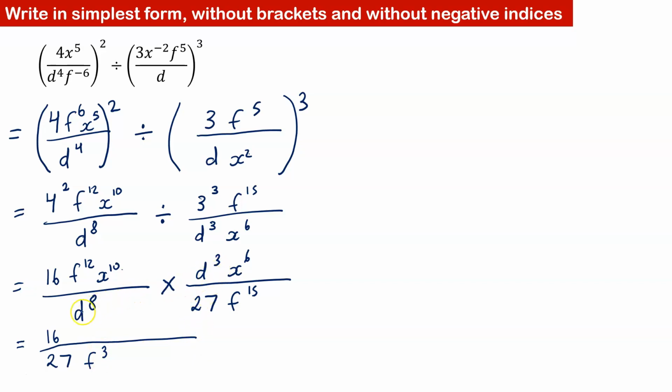Now, let's look at these d's. We have d to the 8 and d to the 3. 8 minus 3 is 5. Let me just write it here. We had here, what was it again? f to the 3, was it? Yes. And now let's look at the x's. We have x to the 10 times x to the 6. We add the exponents, and that is x to the 16. Now, once again, I'll recommend that you check this with your calculator whenever you're doing these questions, just to see if you got them right or not.